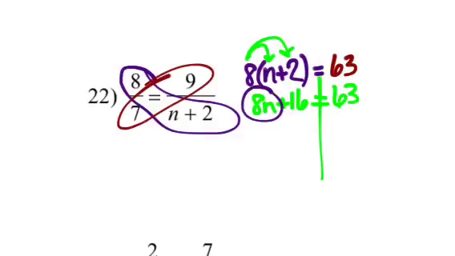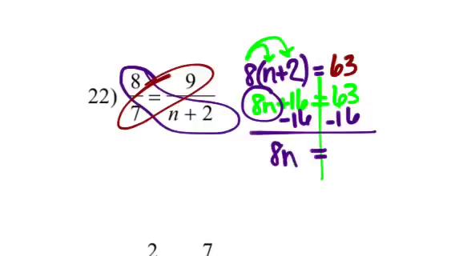Circling what I'm solving for, what needs to move first? The 8's located on the inside of the circle, so it doesn't move first. That plus 16's got to go first. So I'm going to minus 16 from both sides. My 8n gets brought down. 63 minus 16 is a 47.